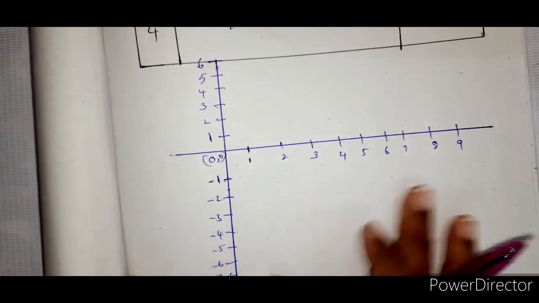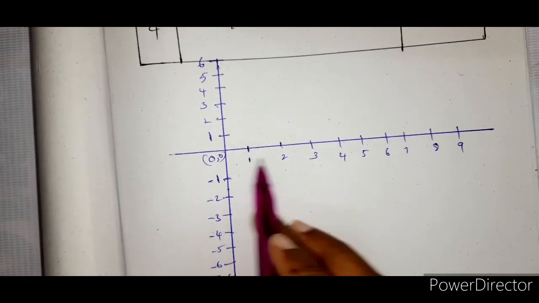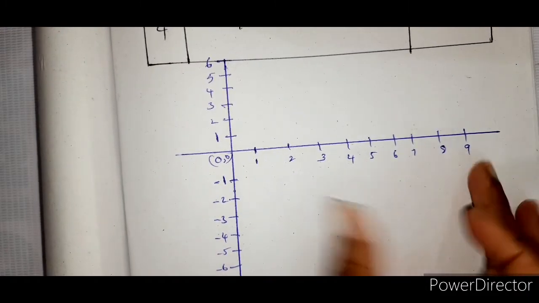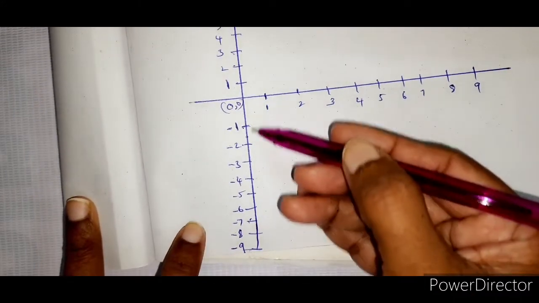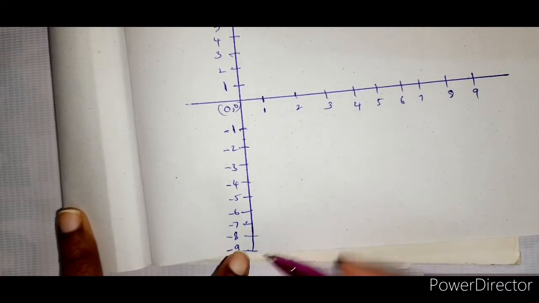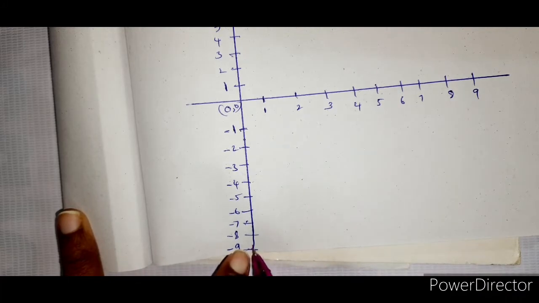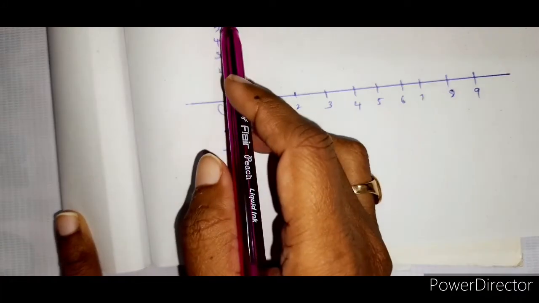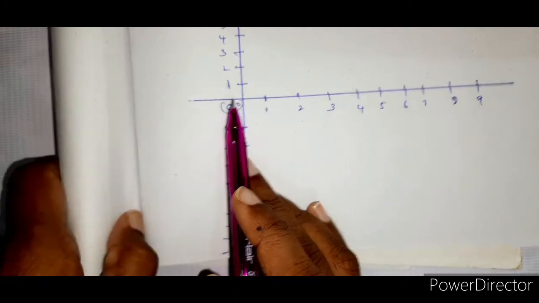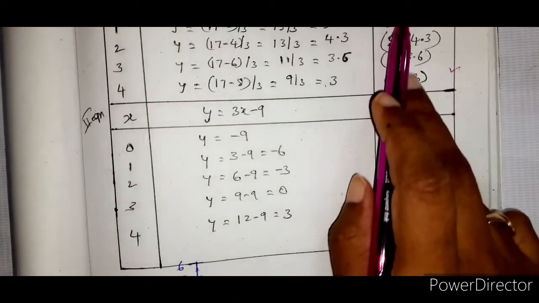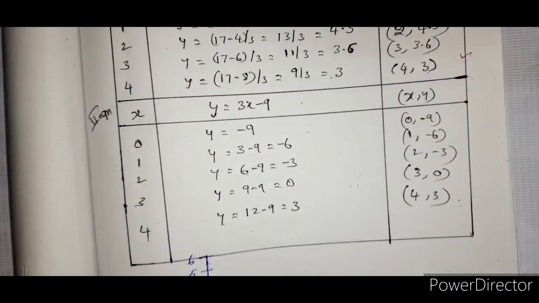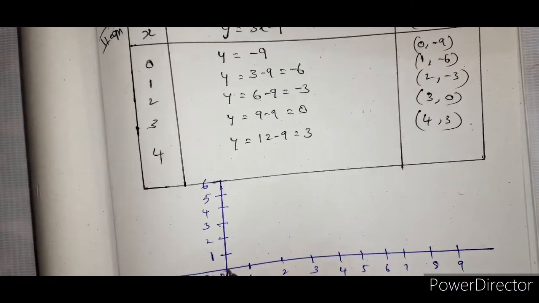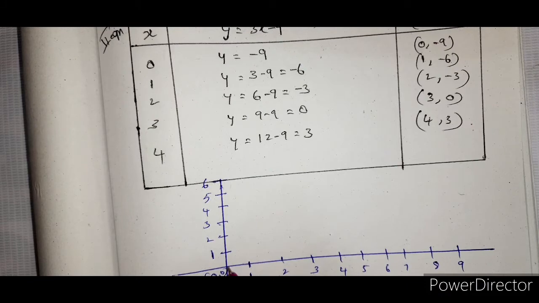This is how I have taken the scale: 1, 2, 3, 4, 5, 6, 8, 9 on the positive x-axis. And on the negative y-axis it is still minus 9, because minus 9 is my maximum value on this side. So here it is up to 6. Now let us observe the points. The first point is 0, 5.6. That means when x is 0, y is 5.6.